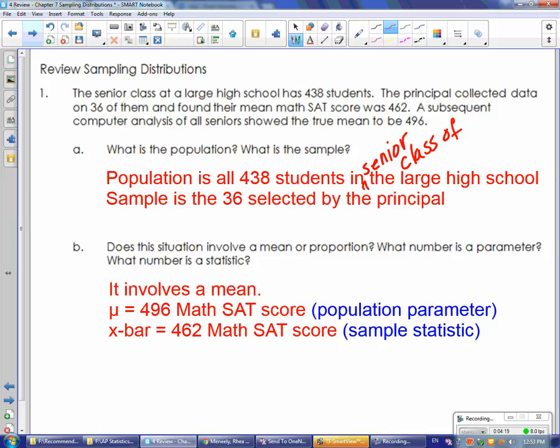And that actually would be more appropriate because we're told that it's just the senior class. So be as specific as you can. The sample then would be the 36 students that were selected by the principal.